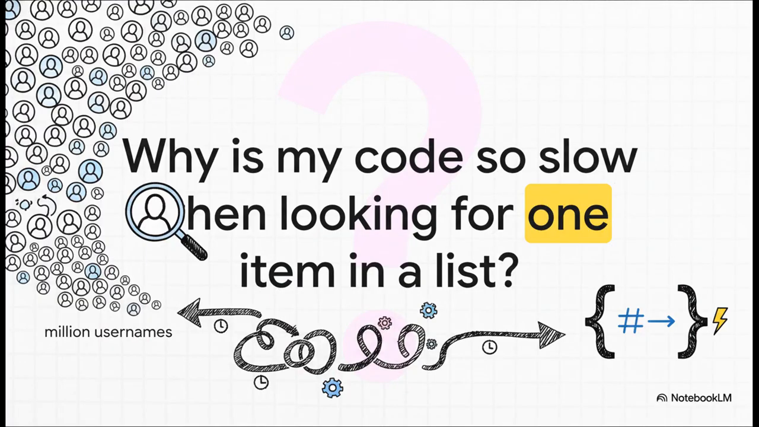It all starts with a feeling every single developer knows. You've got a massive list, maybe a million usernames, and you just need to check if one name is in there. The code looks simple enough, but you hit run and you wait. And you wait. That feeling of, why is this so slow? That's the mystery we're going to solve today.